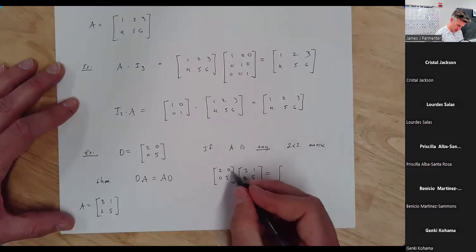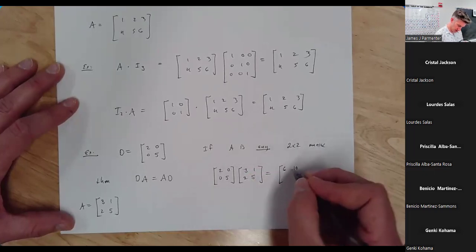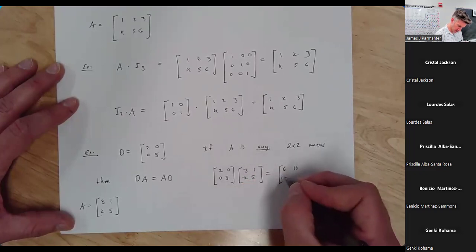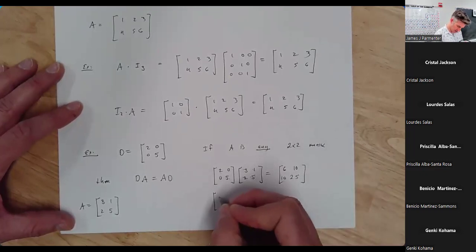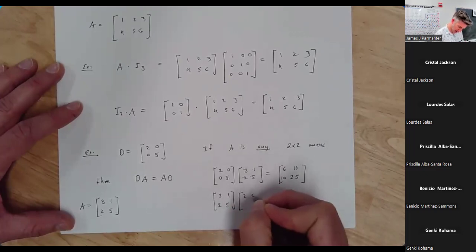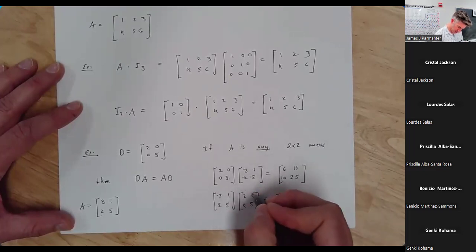2 times 3 plus 0 times 2 is 6. 2 times 1 plus 0 times 5 is 10. 0 times 3 plus 5 times 2 is 10. 0 times 1 plus 5 times 5 is 25. Let's go the other way. I hope I've not said something really stupid. I don't think I have. 3 times 2 plus 1 times 0 is 6. 3 times 0 plus 1 times 5.